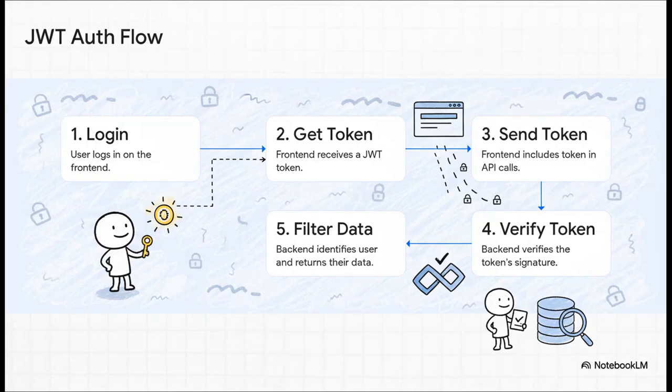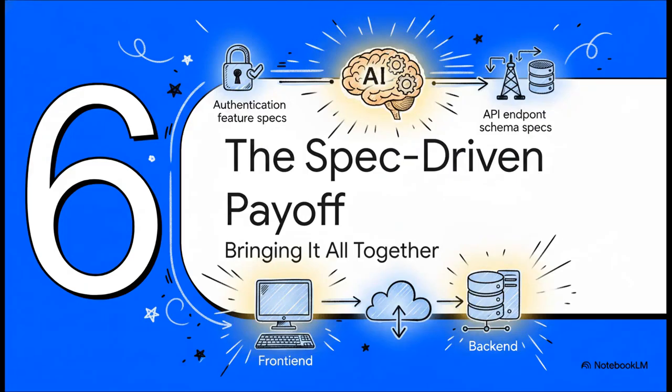Okay, so here's how that actually works, step by step. The user logs in and they get that token back. From then on, the front end attaches that token to every single API call it makes. When the back end gets a call, it looks at the token, checks to make sure it's valid, and if it is, it knows exactly who's calling. This is what allows it to go to the database and say, okay, only give me the tasks that belong to this specific user. And this right here is where the true magic of this whole approach kicks in.